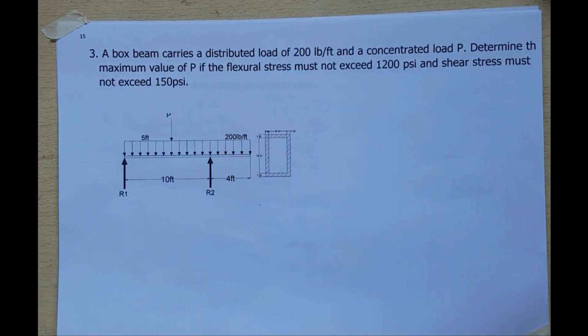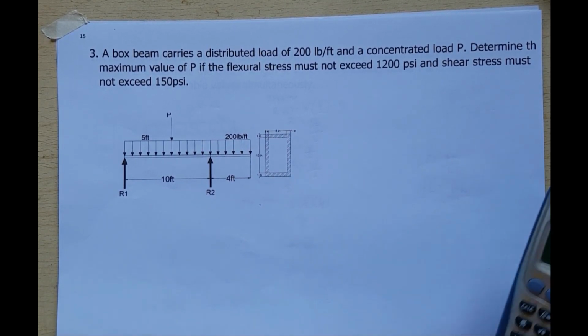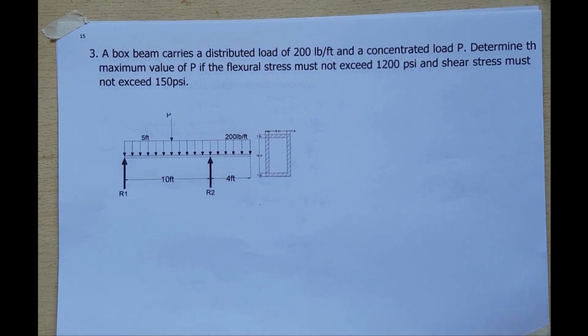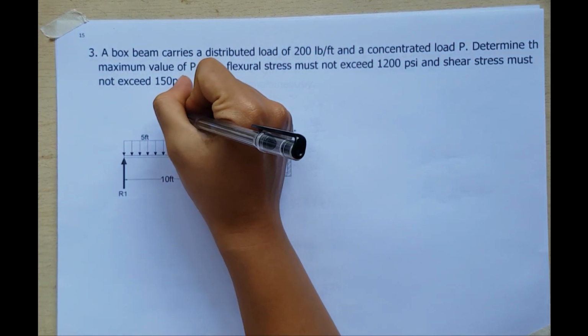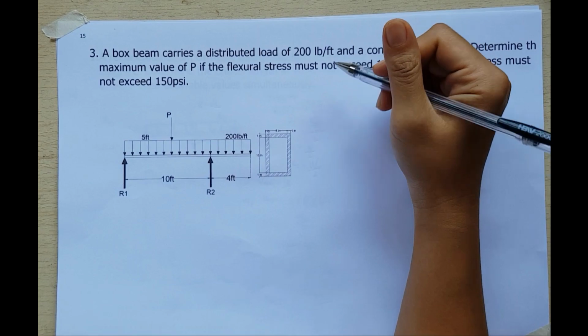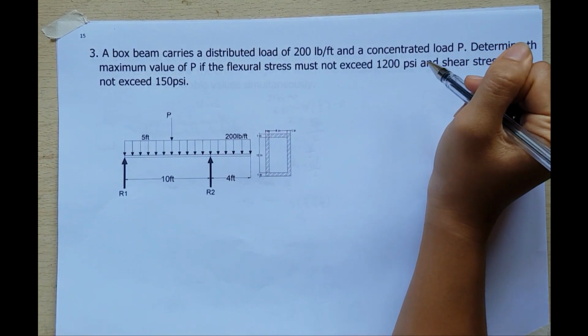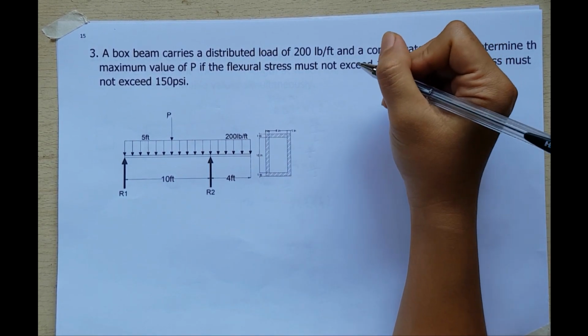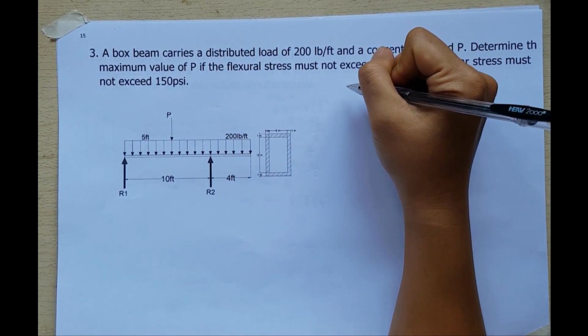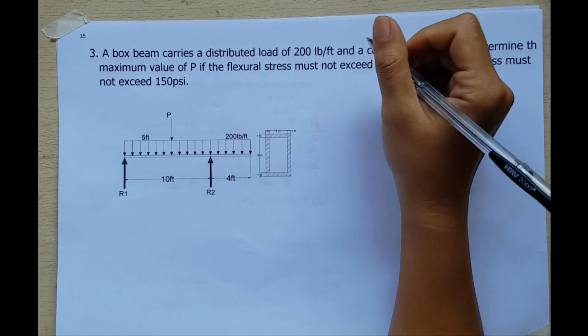For example number 3, a box beam carries a distributed load of 200 pounds per foot and a concentrated load P. Determine the maximum value of P if the flexural stress must not exceed 1,200 psi and shear stress must not exceed 150 psi. So we will determine the value of the P. Let's see first the value of P. If the flexural stress must not exceed 1,200 psi and the shear stress must not exceed 150 psi. So again, the first step is to determine the maximum shear and the maximum moment.